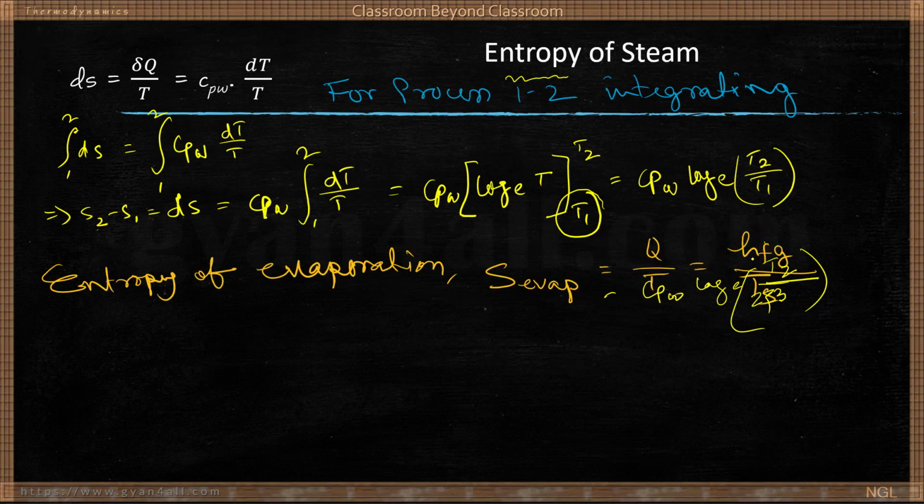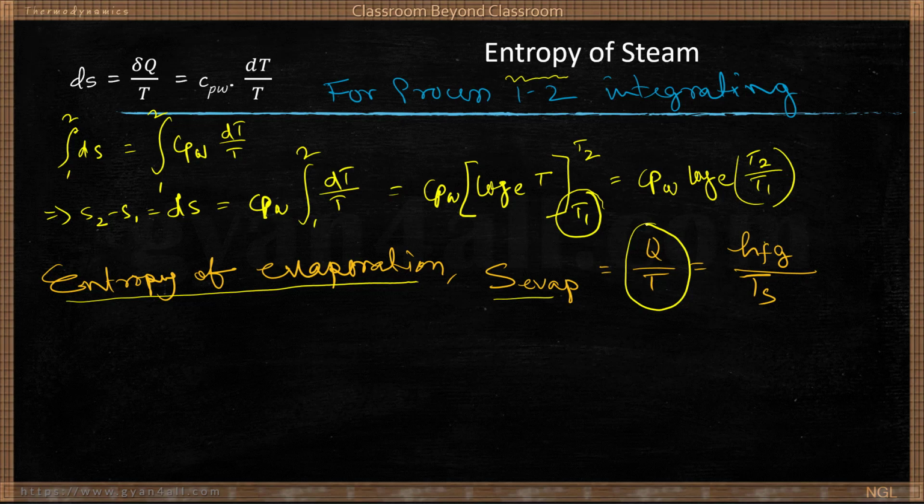If we consider the steam only during evaporation, then what is the entropy? Only for evaporation, then entropy of evaporation is what? Entropy is always delta Q by T, change in entropy. So what is the change in entropy? Delta Q is what? Change in enthalpy or change in heat equal to hfg. And what is the temperature during evaporation? That is Ts. Okay, am I clear? We are talking about entropy during evaporation.